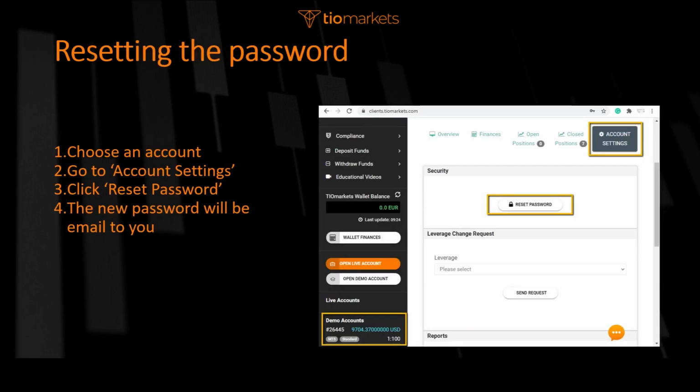And should it happen that you need to reset the account password, if you don't remember it, you can go here. You choose the account that you want to edit, then you go to account settings here and click reset the password, and a new password will be emailed to you.